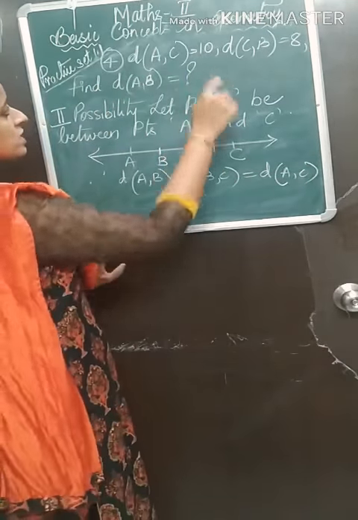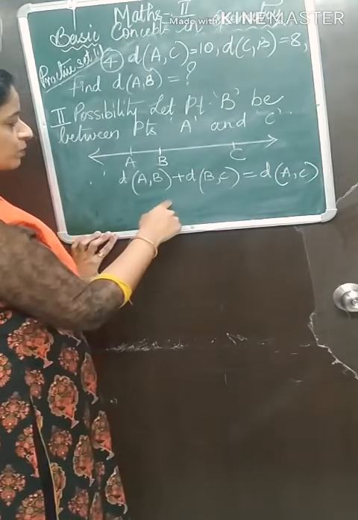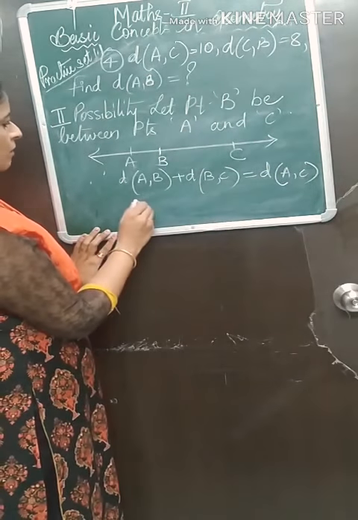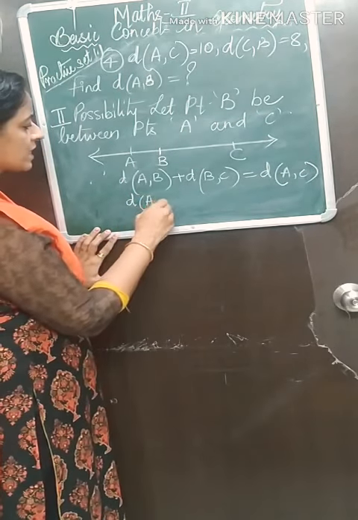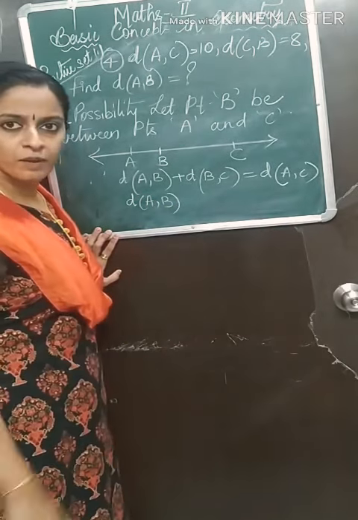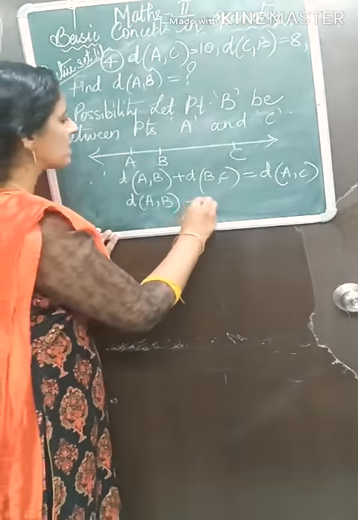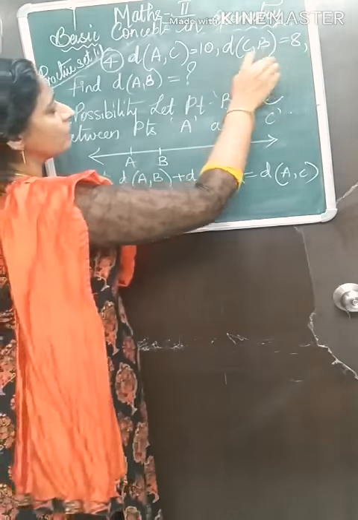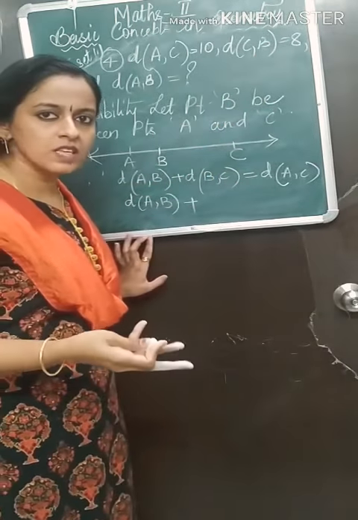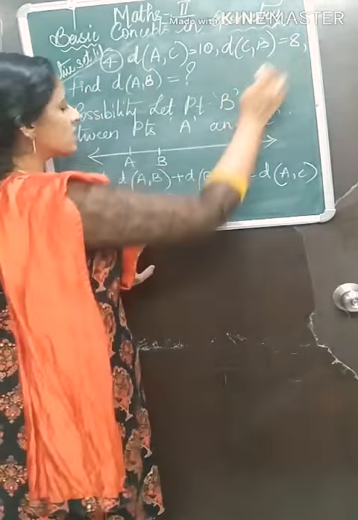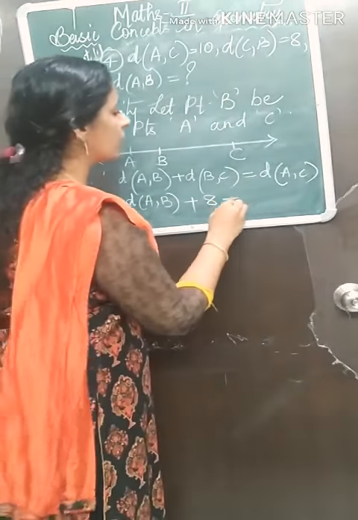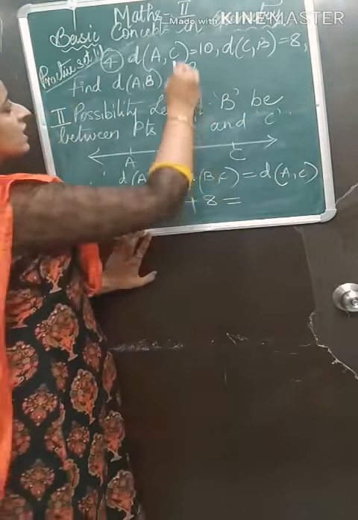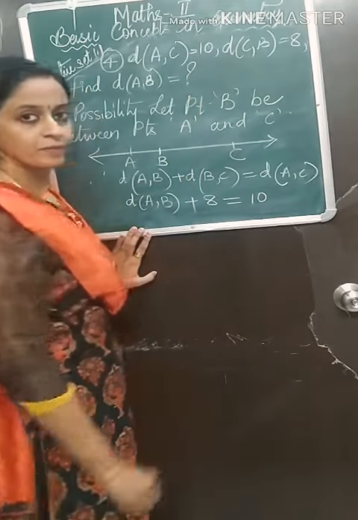Now again look at the question. Whatever distance you know, substitute here. The distance between A, comma B we don't know, so we will write it as it is. Distance between B and C or C and B, both are the same. So what is that distance? 8, equal to the distance between A and C, which is given as 10.